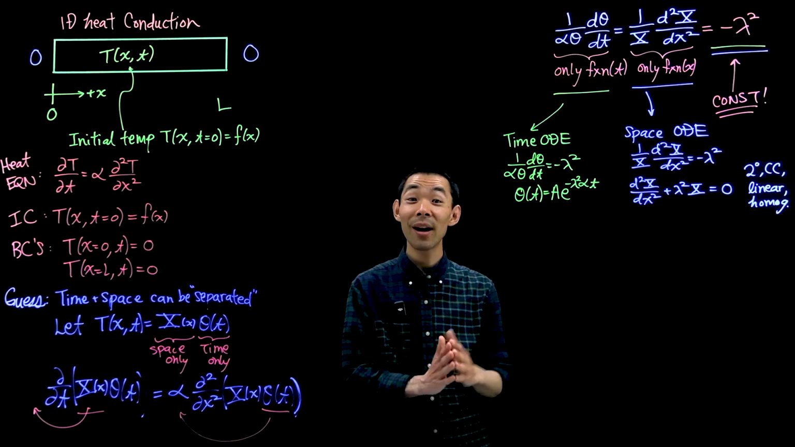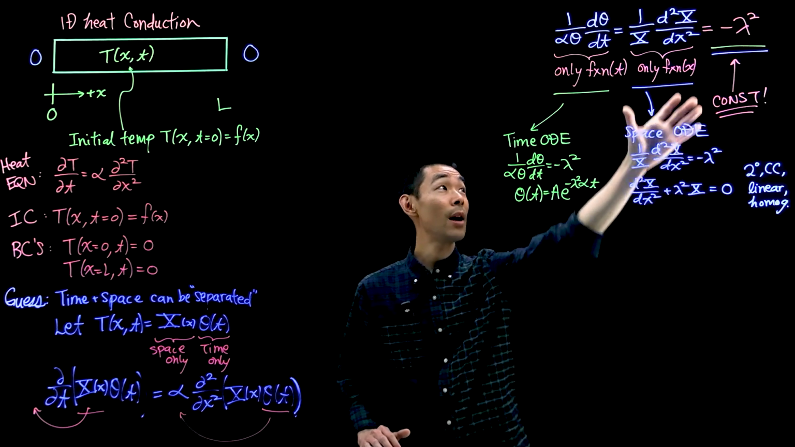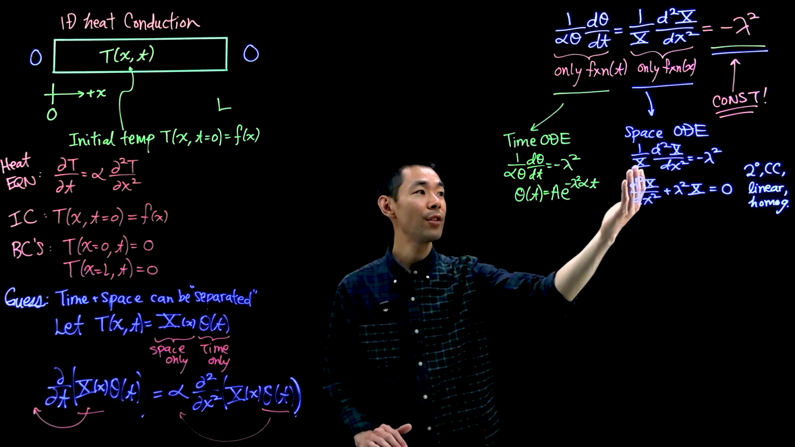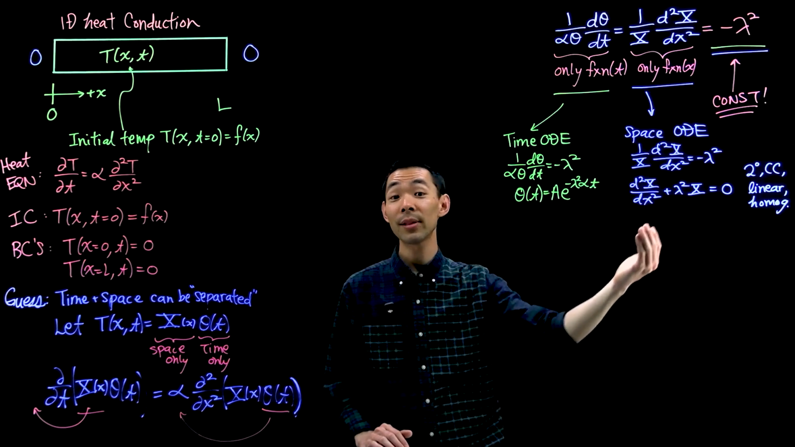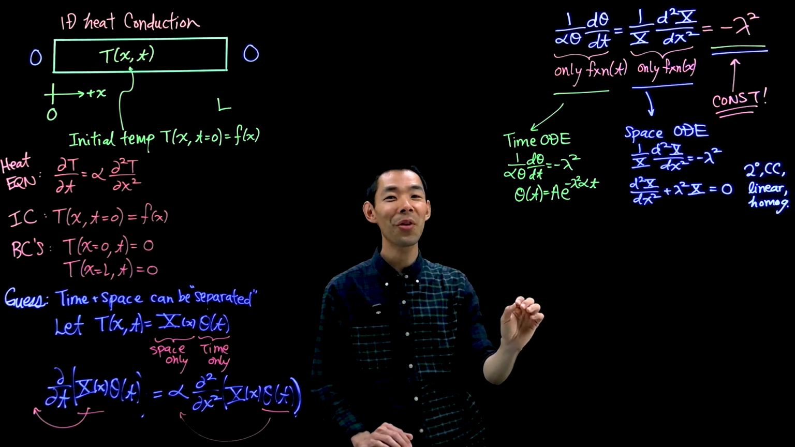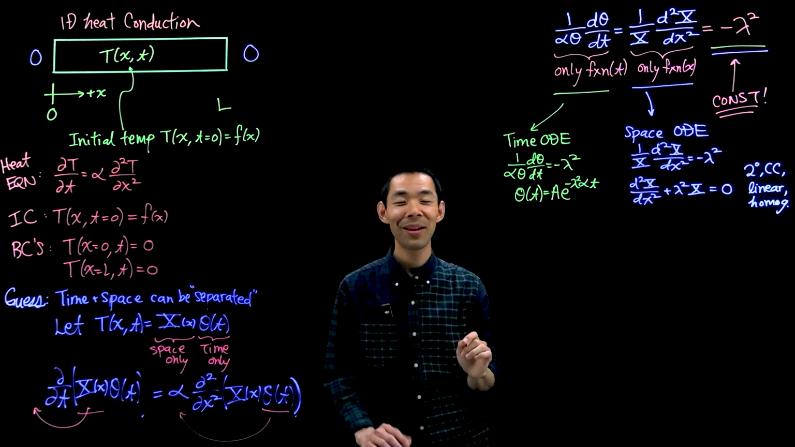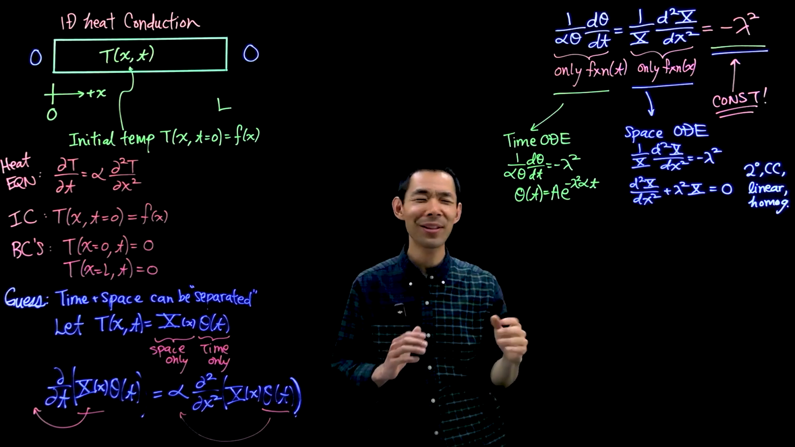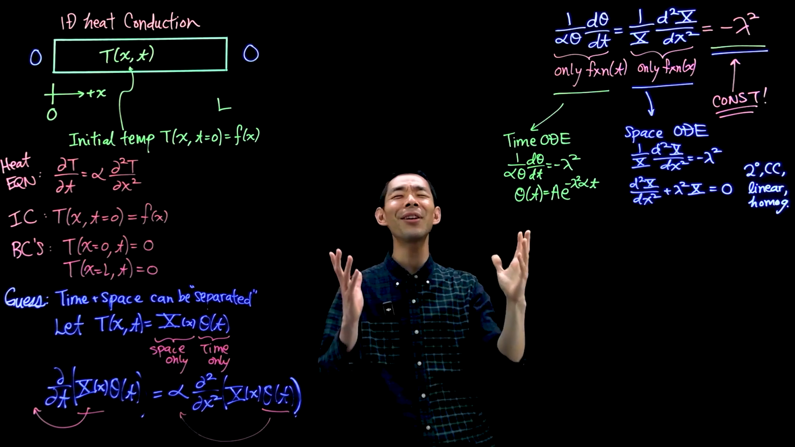All right, so here's the other ODE that we need to solve. We have a space ODE, which I've just written down straight down here. I've just multiplied through by capital X, and now we have the following ODE to solve. It's a second order, constant coefficient, linear, homogeneous equation. Words that we love to hear. It's like music to our ears when you see linear, constant coefficient, homogeneous. Great, I know how to solve that.